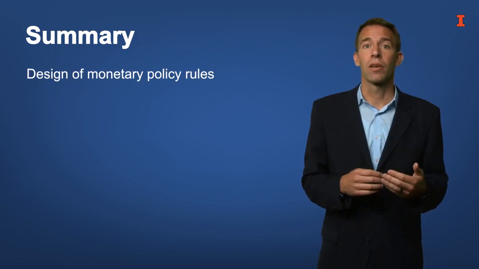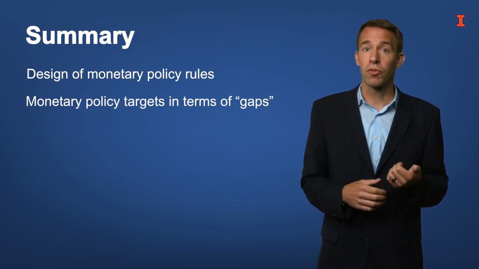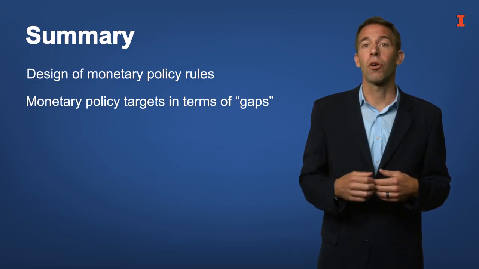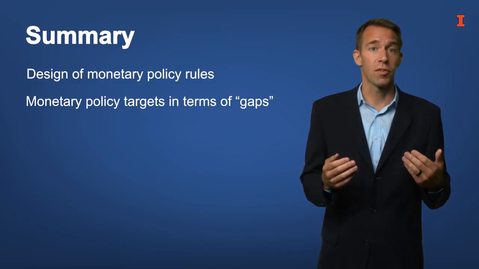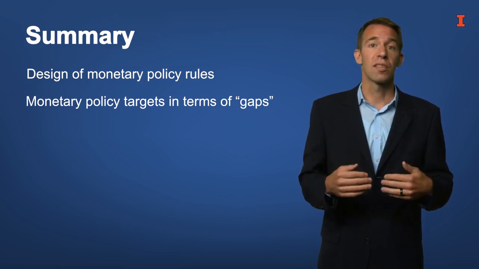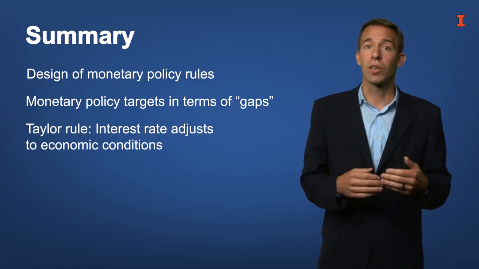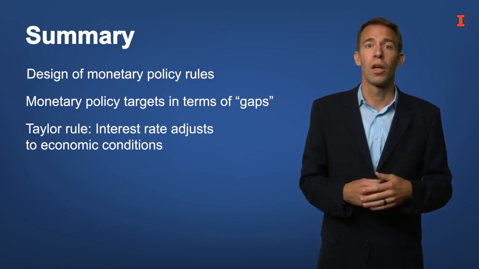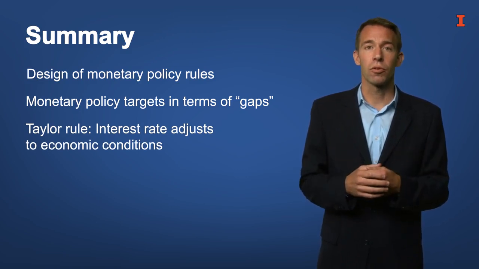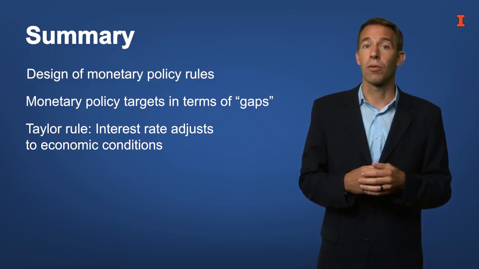Let's wrap up. In this session, we covered the design of monetary policy rules. We first described how monetary policy targets could be measured in terms of output and inflation gaps. We then discussed how monetary policy rules can be designed to react to these targets. We saw this in the context of the simple Taylor rule. Finally, we saw how interventions by the Federal Reserve seem to have succeeded in the 1980s and the early 2000s.